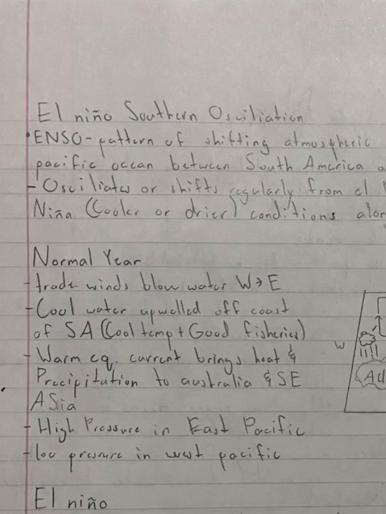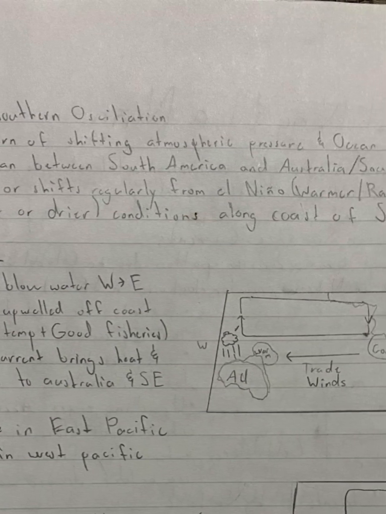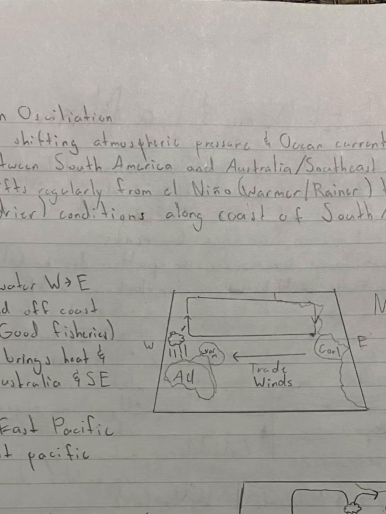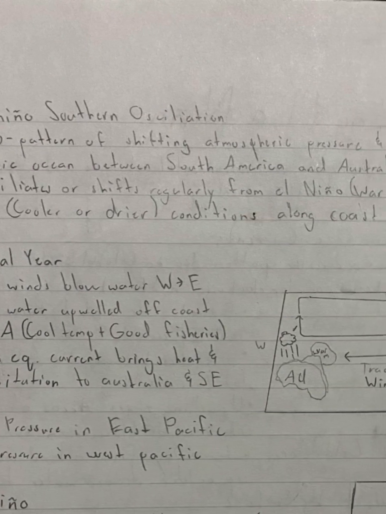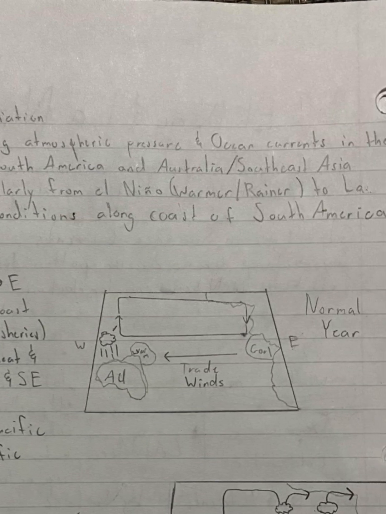El Niño Southern Oscillation, or ENSO, is a pattern of shifting atmospheric pressure and ocean currents in the Pacific Ocean between South America and Australia, or Southeast Asia. It oscillates regularly from El Niño, which is warmer and rainier, to La Niña, which is cooler and drier, along the coast of South America.